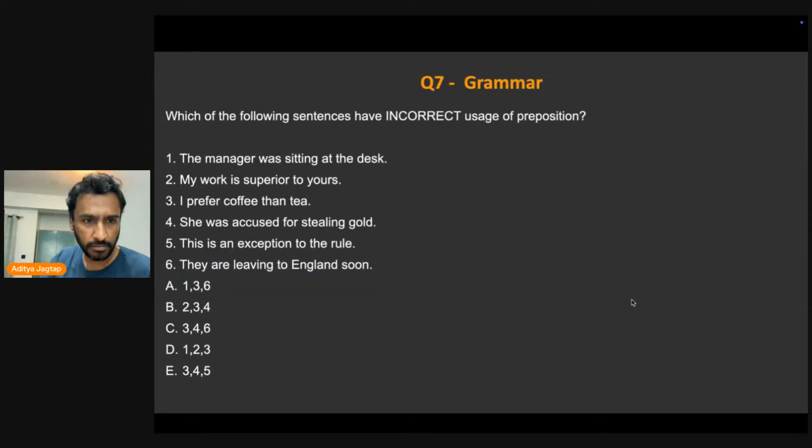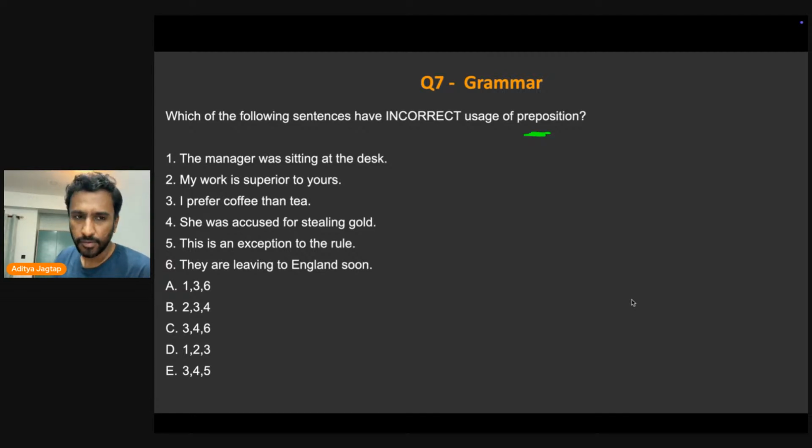A quick glance at the grammar question, and I want to bring the class to an end. Which of the following sentences have incorrect usage of the preposition? What I want to highlight is, don't sit and study the preposition chapter first from Wren and Martin. Solve a lot of questions, and when you get a question wrong, then you quickly go and take a glance at the preposition chapter, right?